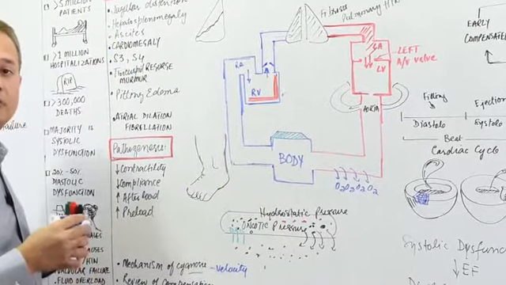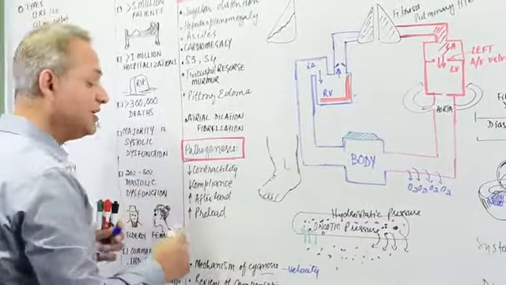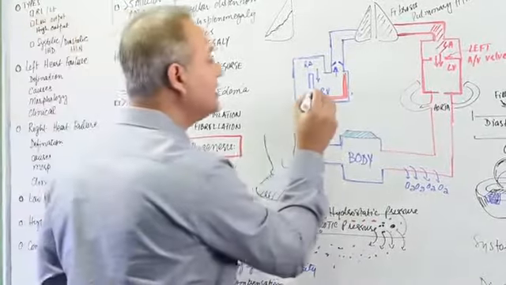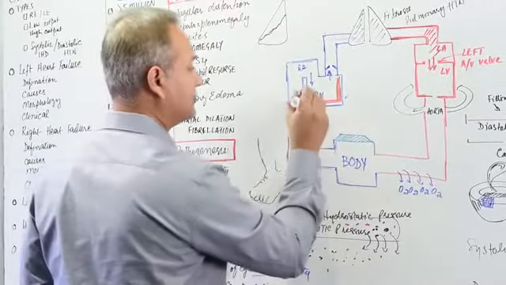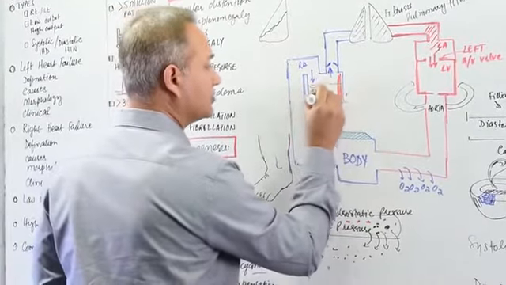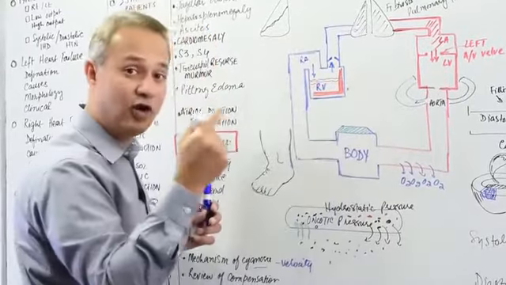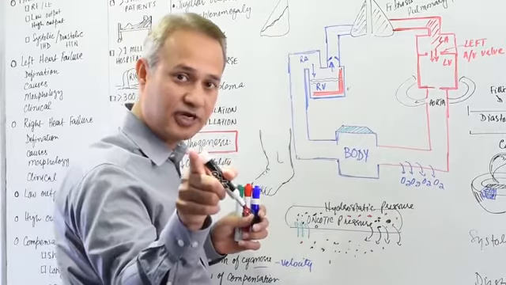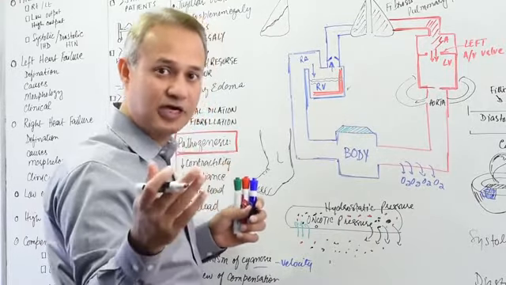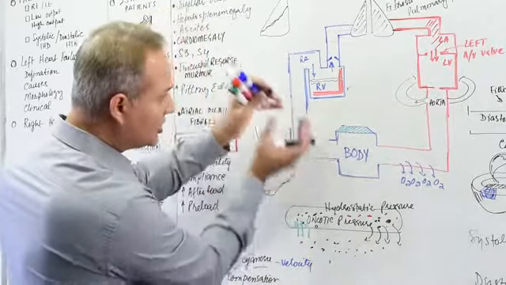How about increased preload? How about if we increase the volume of blood coming into the heart? Now this is volume increase. Will this be eccentric or concentric hypertrophy? Eccentric hypertrophy, right? Because the volume would stretch the muscle.